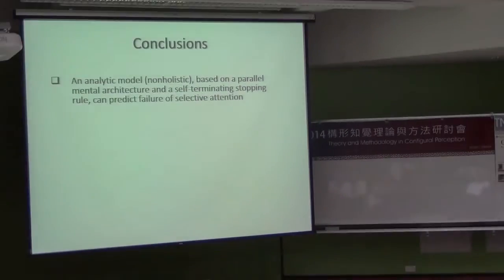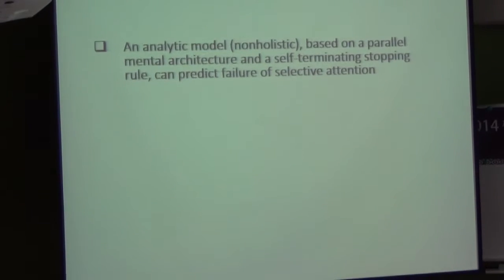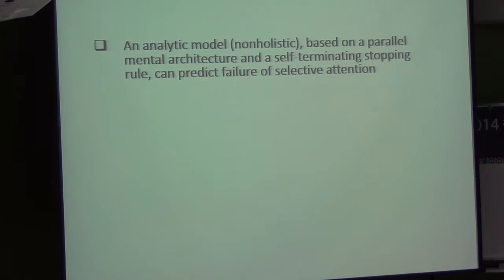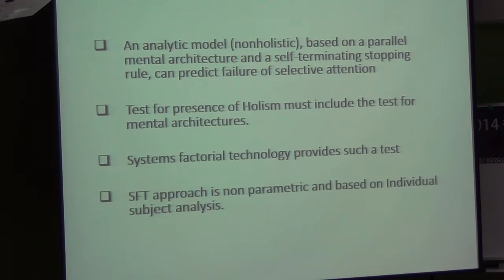So we demonstrated that a parallel self-terminating model can also predict failure of selective attention, which is not really a good indicator of holism anymore, because it's not a sufficient indicator of holism. We need to pay attention to the tests for the mental architectures, presumably using system factorial technology. We can conduct such tests within the framework of system factorial technology.